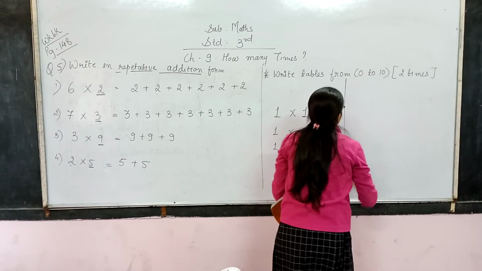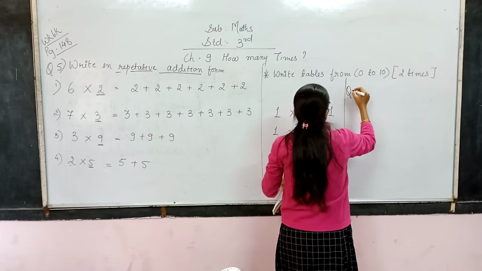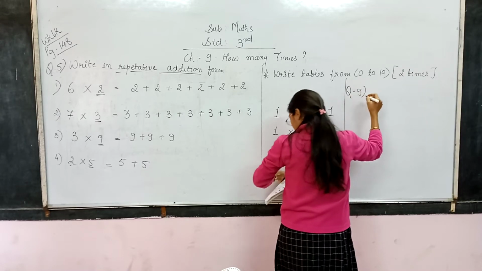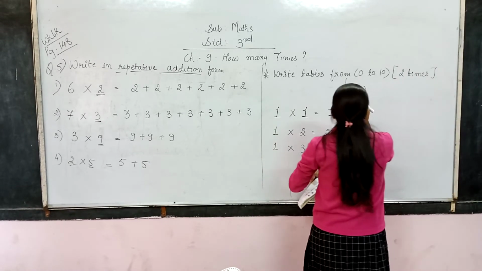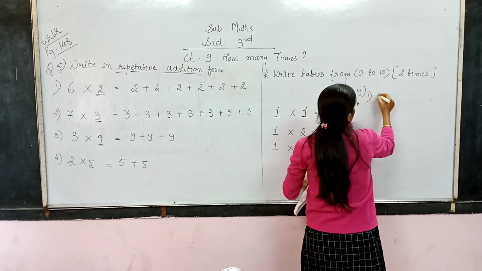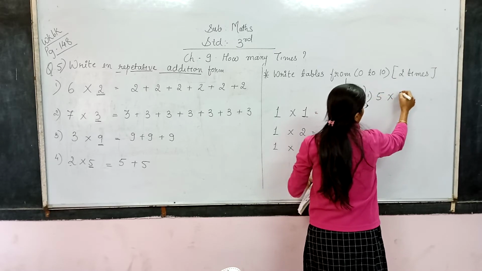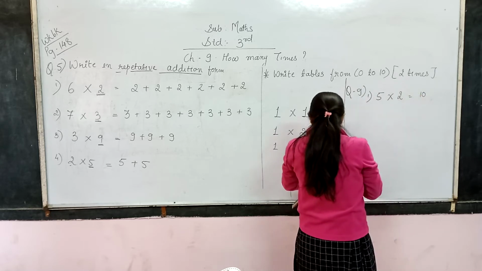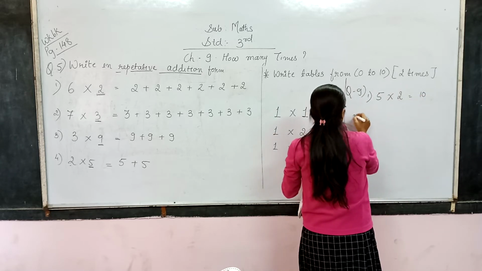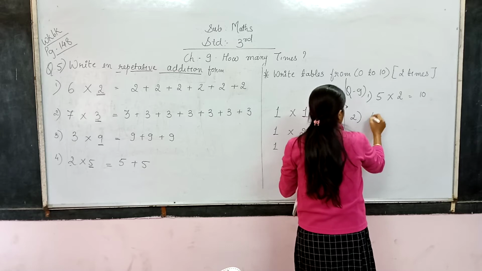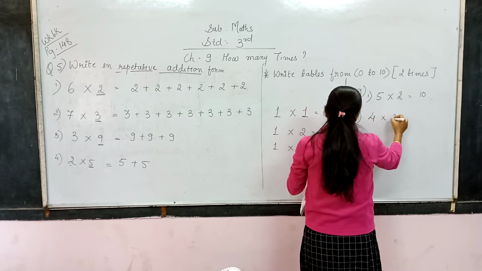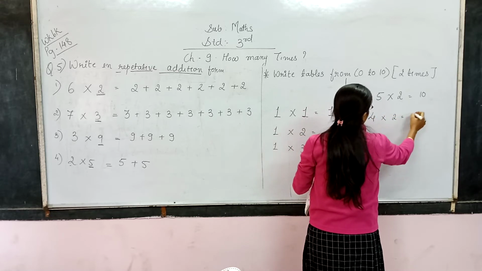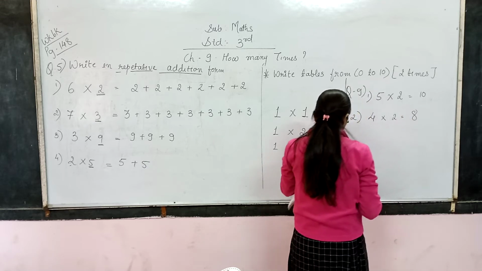Here, question number 9. This first one, how many rabbits are there? 5. And each rabbit has 2 ears. So 5 2s are 10. Next is the second one. 4 jars are there and each jar has 2 fishes. So 4 2s are 8.